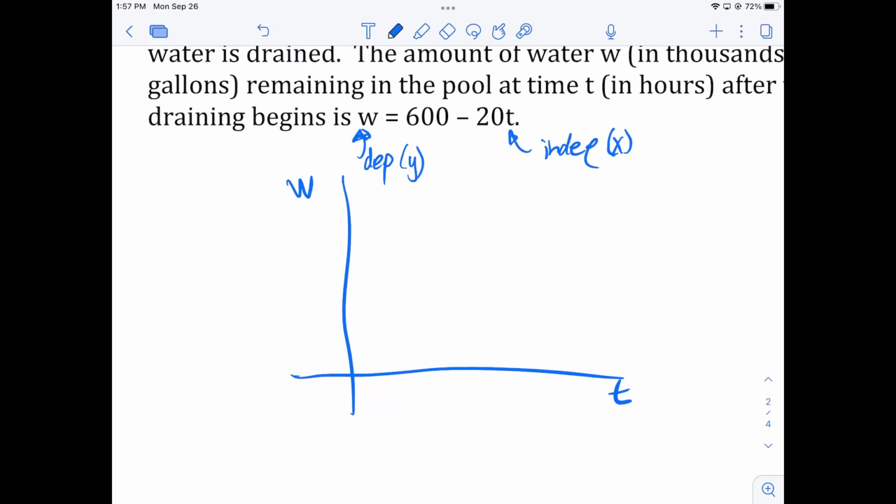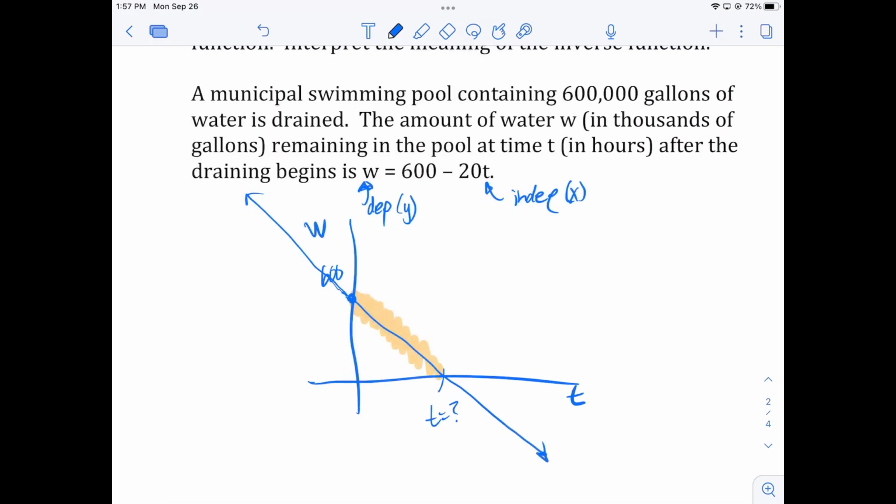And that graphs as a line, right? It's up here at 600. And then minus 20t, it's going to be going down. And when is the pool empty? Right here. So this line would actually extend out this way, but the part of the graph that we're interested in the real world is this right here. Okay? And the slope represents the rate of change. This would be the water in thousands of gallons, and this is time in hours.